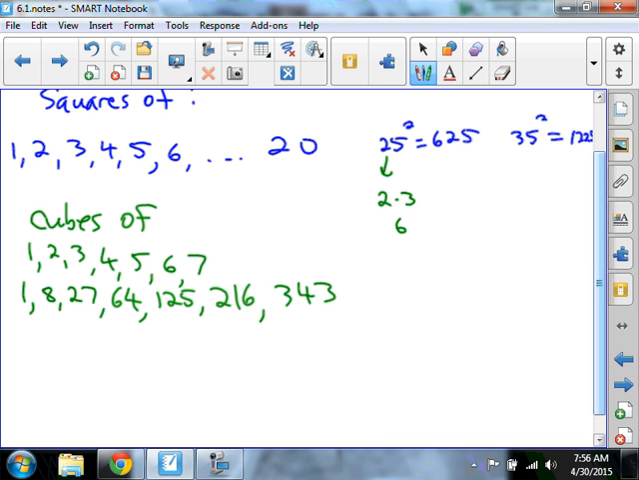So those cubes, and then fourth powers of 1, 2, 3, 4, and 5, we'll say.